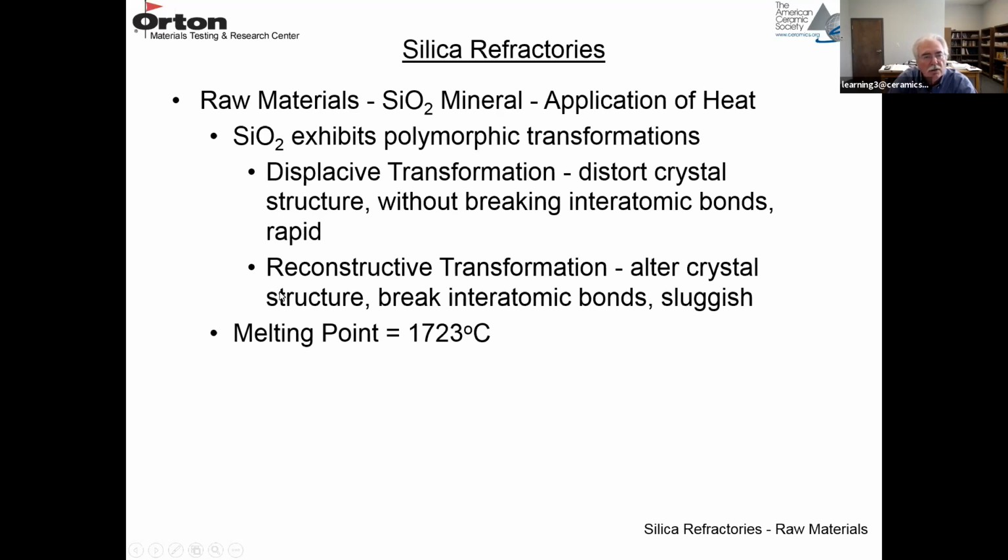So why are these important? Well, whether it's a displacive transformation or a reconstructive transformation, there's a volume change. Some of these volume changes are significant, and the volume change can disrupt or destroy the actual refractory structure. So we have to work around these transformations and know the extent of the transformation and where they occur. Pure silica, pure SiO2, melts at 1723 degrees C. So it has a fairly high melting point.